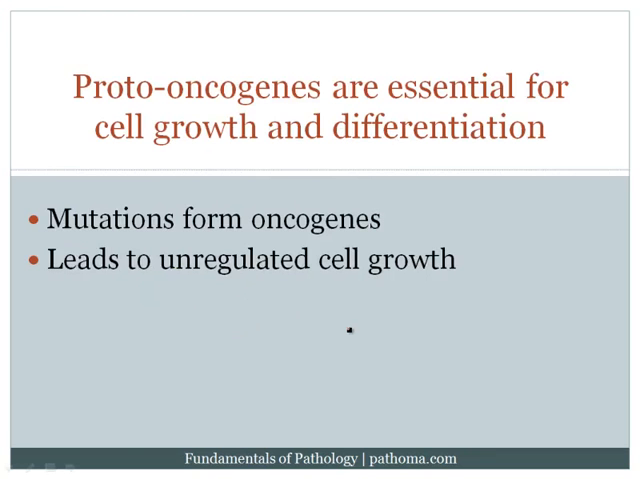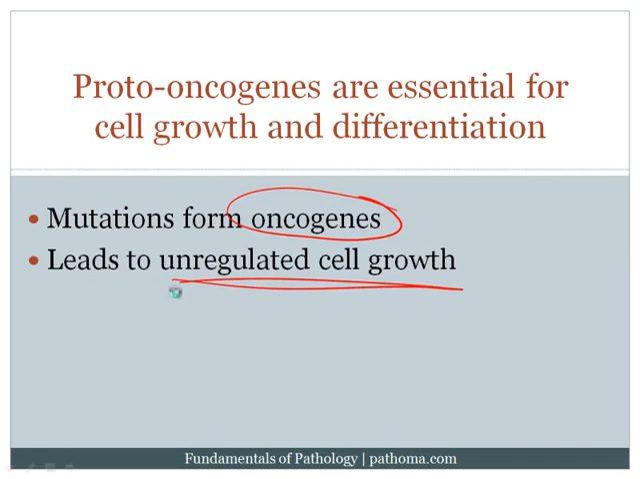All right, what are proto-oncogenes? Proto-oncogenes are genes that are essential for cell growth and differentiation. All our cells normally have proto-oncogenes, and those proto-oncogenes are necessary for cell growth and differentiation. However, when a proto-oncogene gets mutated, it becomes something called an oncogene. And oncogenes lead to unregulated cell growth. So oncogenes lead to unregulated cell growth.